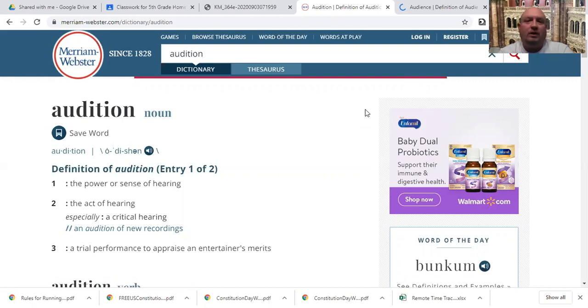So the first word I brought up was audition. The power or sense of hearing, the act of hearing, a trial performance to appraise an entertainer's merits. So we see the word hearing, the act of hearing. And if there's a trial performance, somebody is hearing what the performer is saying.